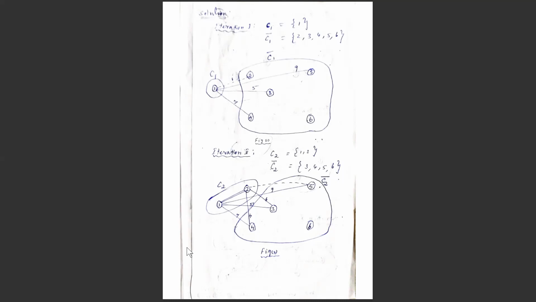Coming to iteration 2. So node 2 is linked to C1. So new C2 is 1 and 2, the nodes 1 and 2. So C2 bar will be 3, 4, 5, 6. Only the nodes 3, 4, 5, 6 are yet to be permanently linked to C2.